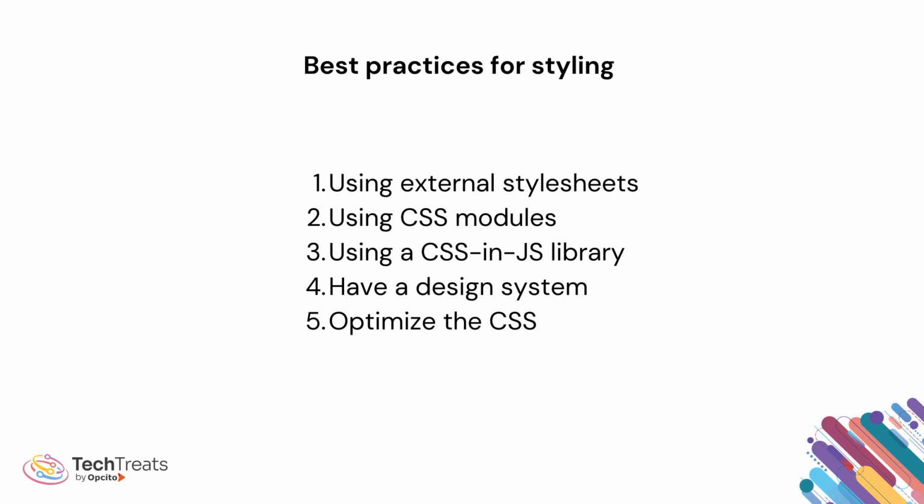Also, we should have a design system. A design system can help you maintain a consistent style across your application. By using a design system, you can avoid duplication of styles and improve the maintainability of your code. And the last one is optimizing the CSS. Optimizing your CSS can help you reduce its size and improve the performance of your web page. You can use tools like PurgeCSS or PostCSS to optimize your CSS.